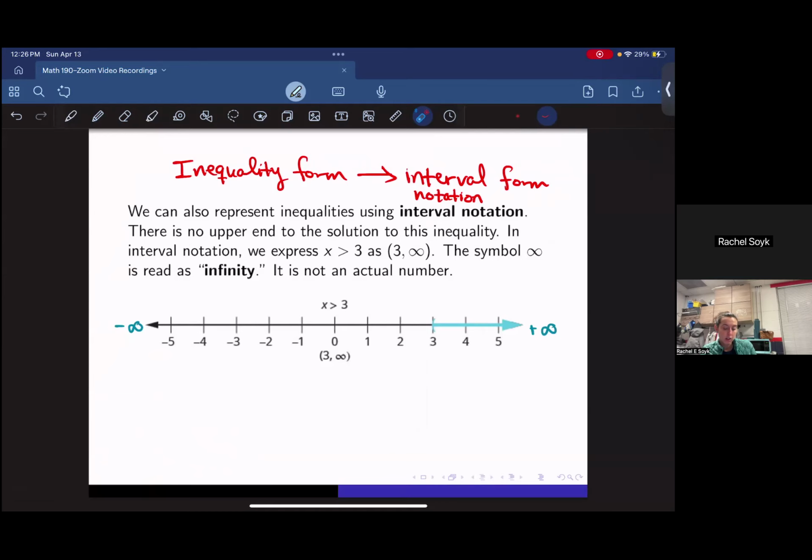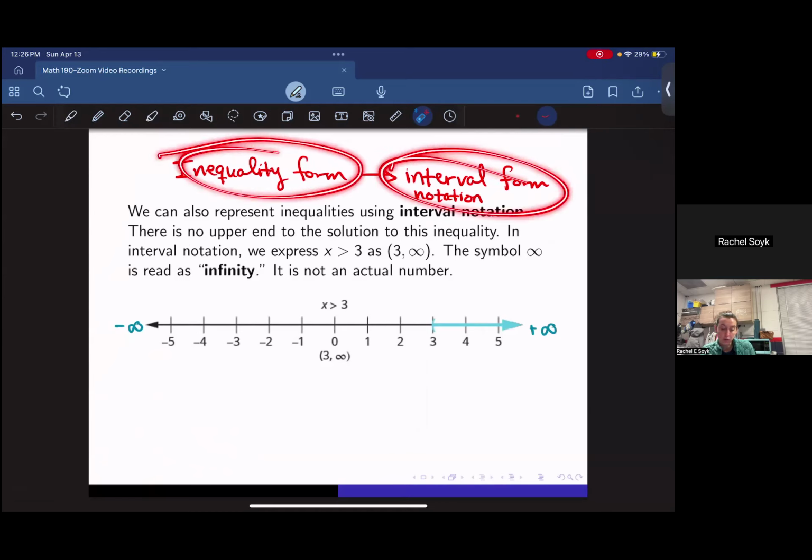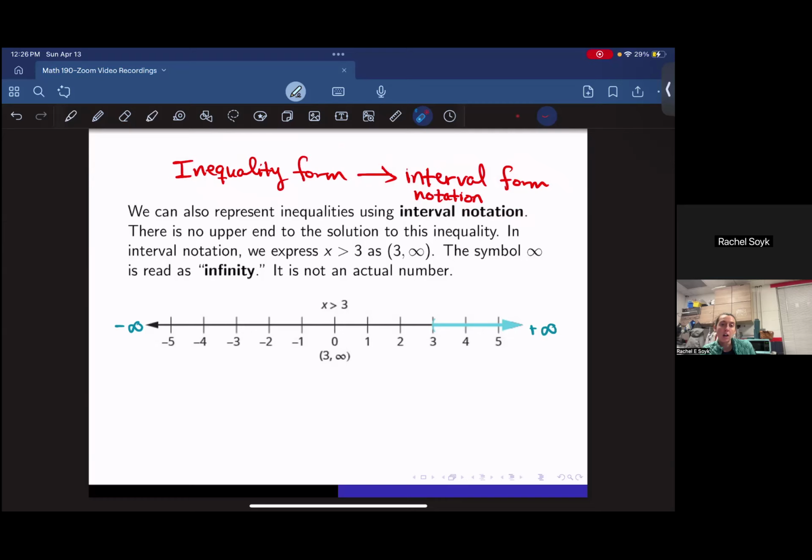Definitions page, being able to convert inequality form to interval form notation, which is utilizing your soft brackets and your hard brackets. The key being is once you get this inequality form, graph it on your number line so that you can really visualize what's going on. And then from there, you can very, very easily convert it to interval notation.